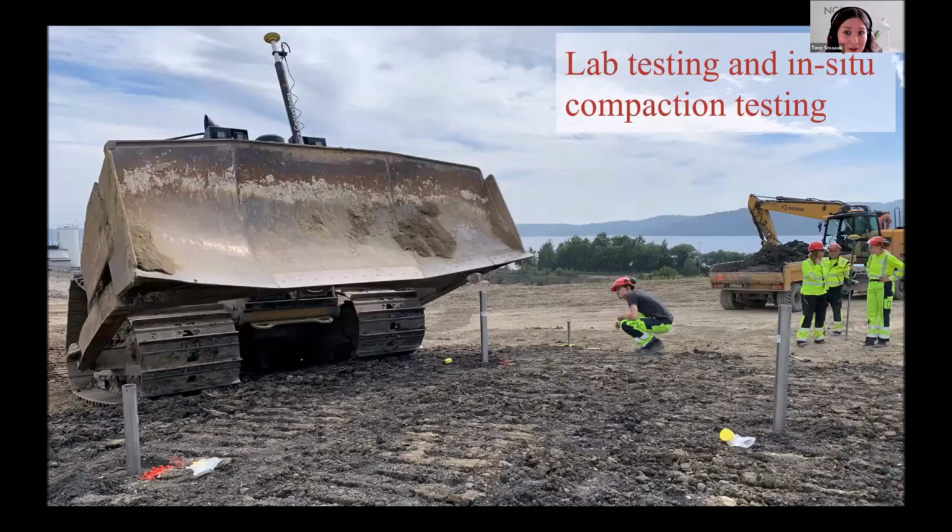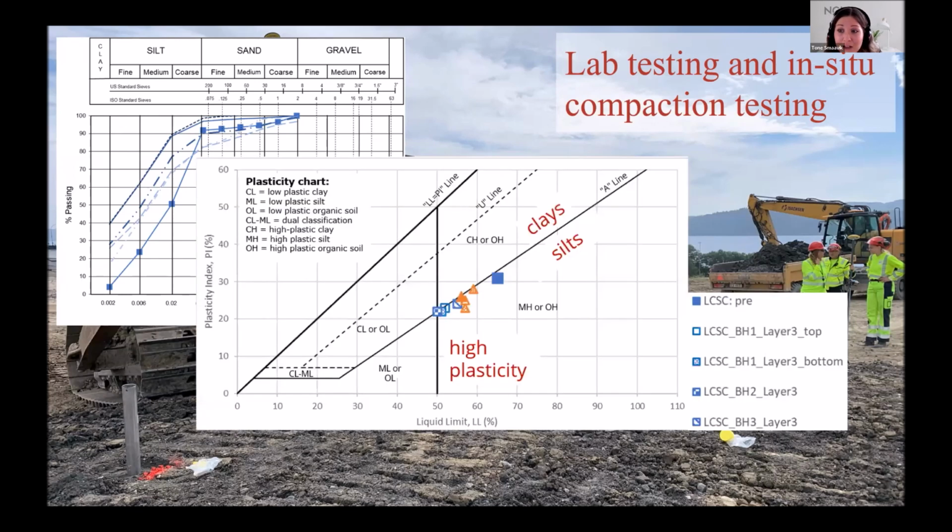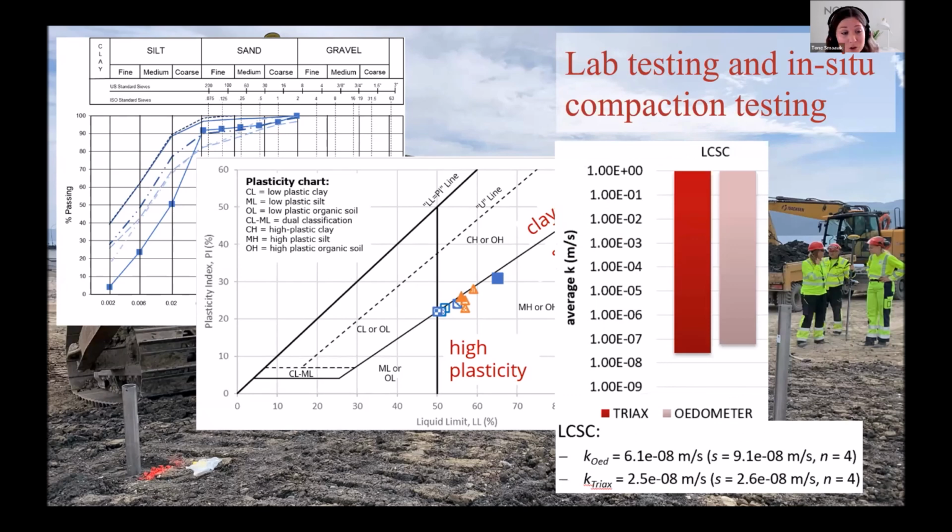So firstly, we carried out a range of laboratory experiments on reconstituted samples, and we've also carried out full-scale compaction trials in the field to look at what compaction properties we can achieve. And the geotechnical testing revealed that the lime cement stabilized clay can be classified as an intermediate to very fine soil. And it has a fairly high plasticity as a silty clay. And we achieved quite good compaction in the field and also reasonable hydraulic conductivity values.